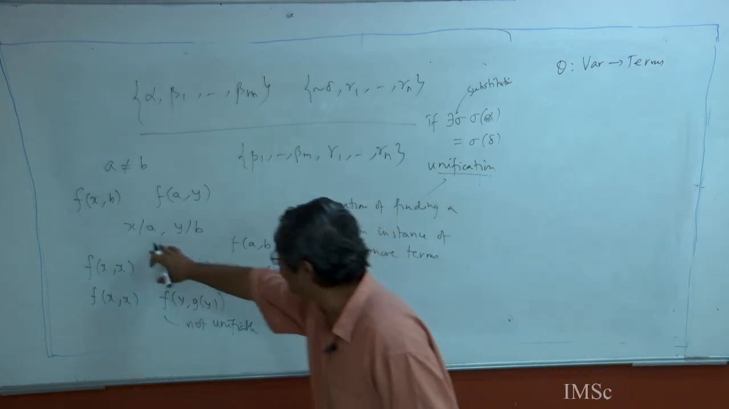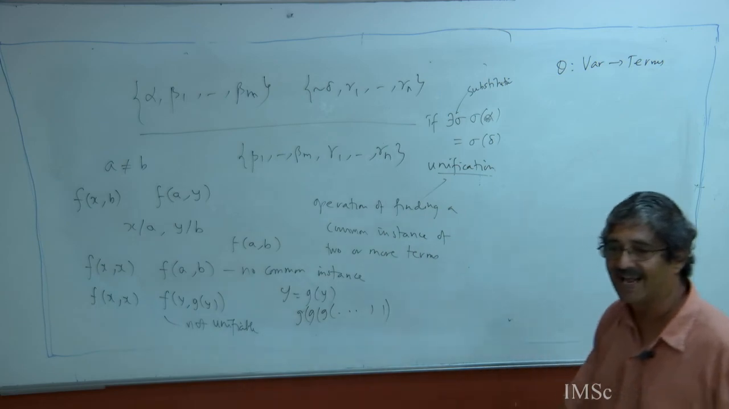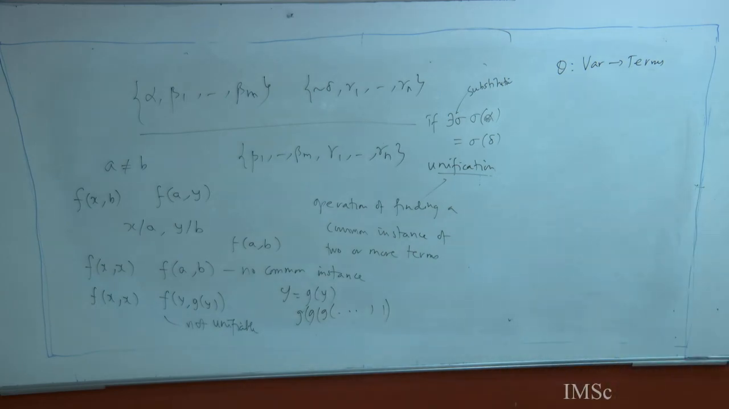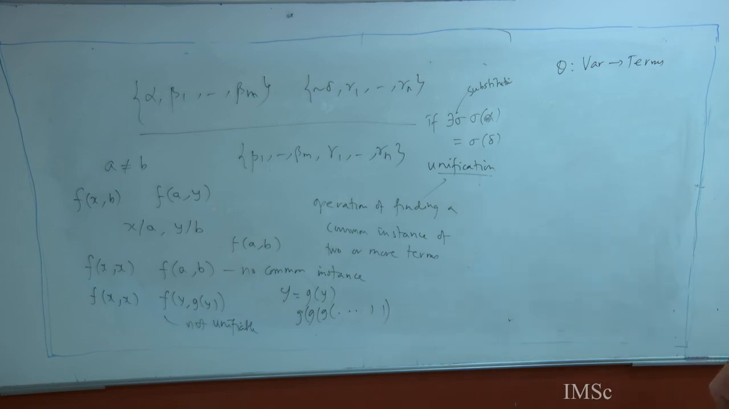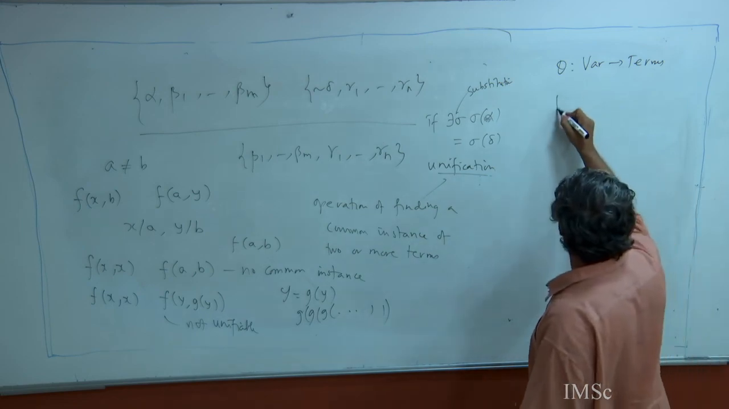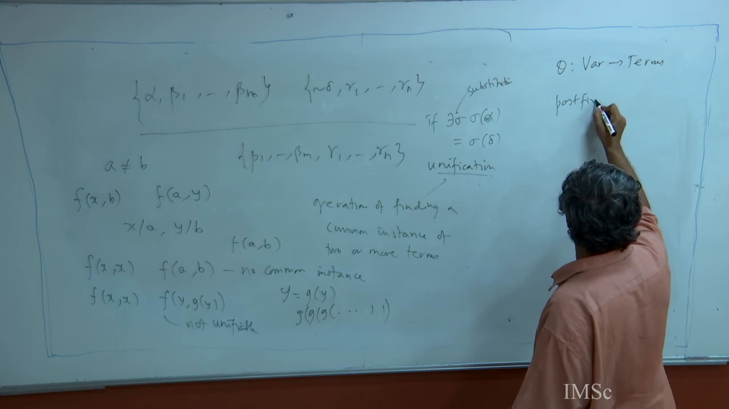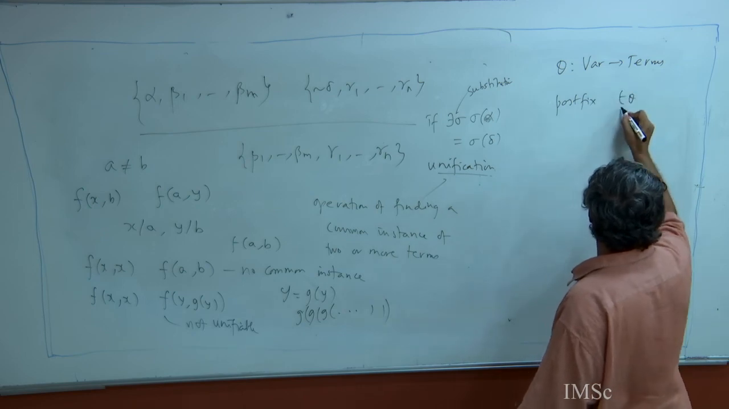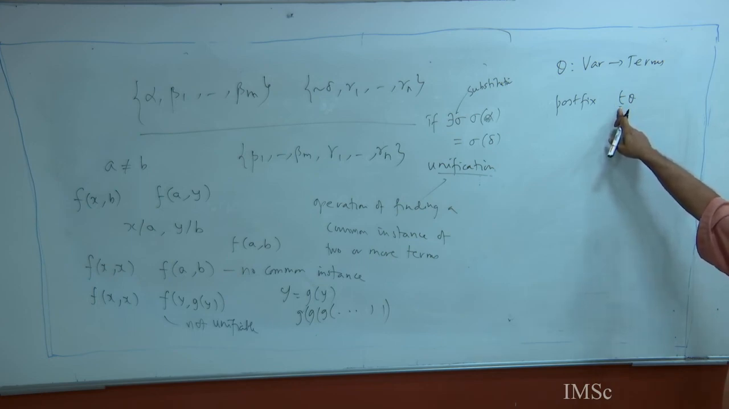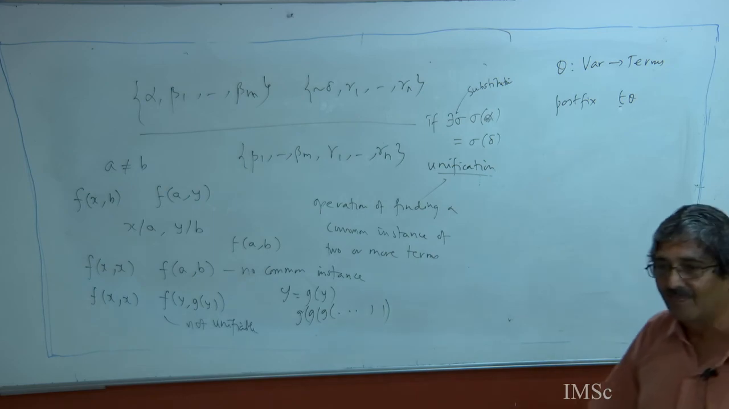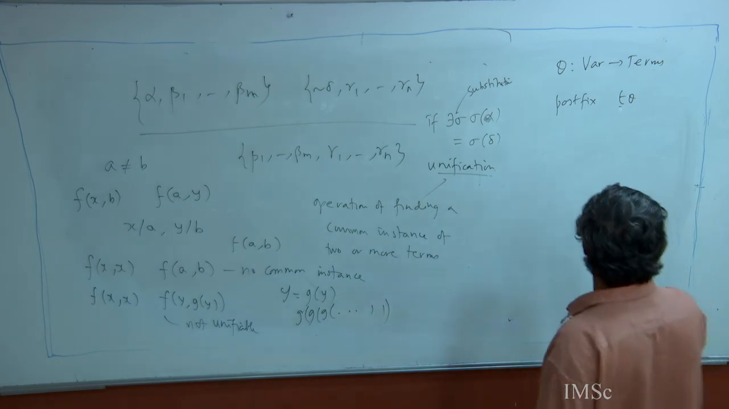You write it in this form: x is given a, y is given b, etc. It's a partial function from variables to terms, and the typical notation for this is postfix. So you write t theta to talk about applying the function, the substitution theta, on the term t. T theta is the result of replacing, and you can define that inductively.